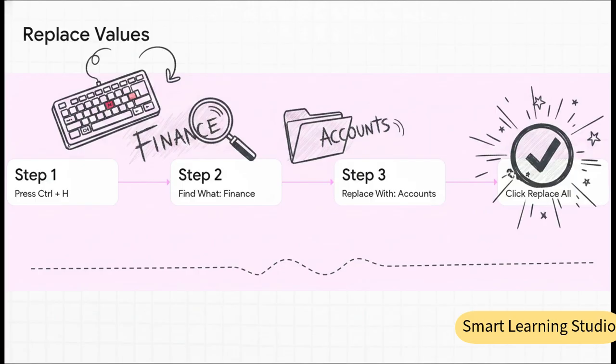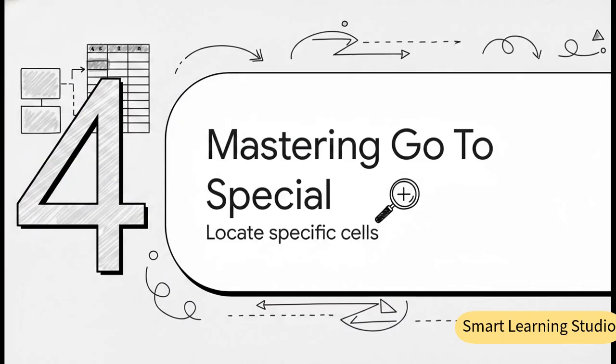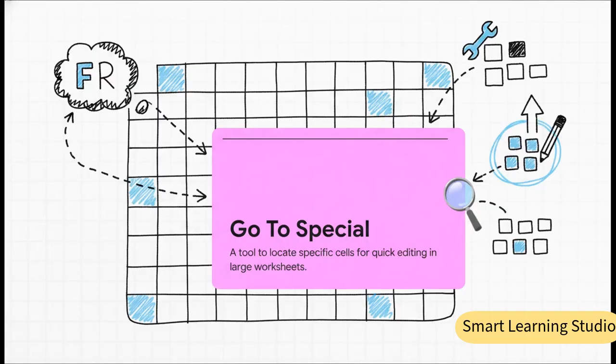The immediate relief of hitting that final button, knowing the job is done perfectly across the whole worksheet, it's just incredible. Which brings us to Section 4, mastering Go to Special. And this brilliantly illustrates a shift from simple text replacements to more structural editing. Go to Special is essentially a tool to locate specific cells for quick editing in large worksheets. So unlike the Find tool, which just looks for text, Go to Special looks for specific conditions.